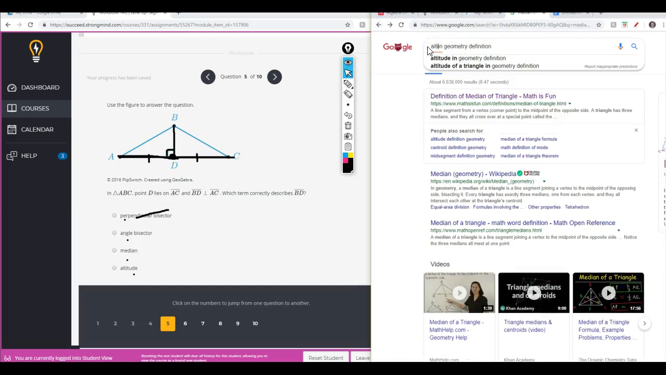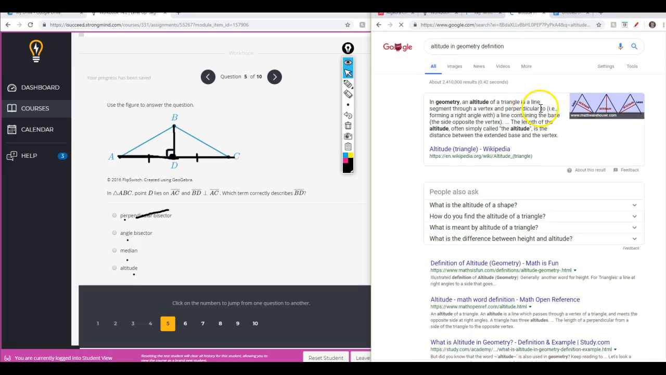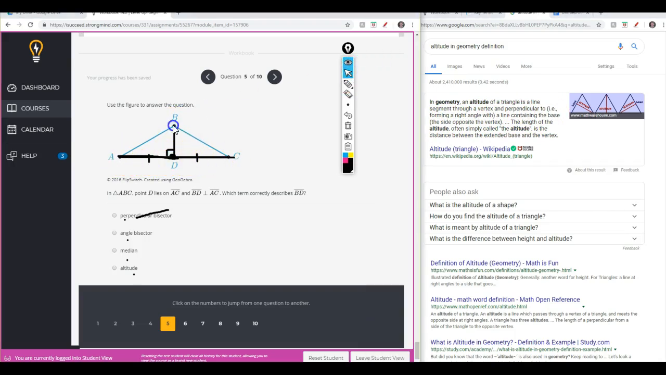Let's just verify. An altitude of a triangle is a line segment through a vertex and perpendicular, forming a right angle with a line containing the base, the side opposite the vertex. Okay, so segment AC is the side opposite our vertex, which is our angle ABC right here. This is our vertex, the side opposite it. It is hitting it at a 90 degree, so it is the altitude.